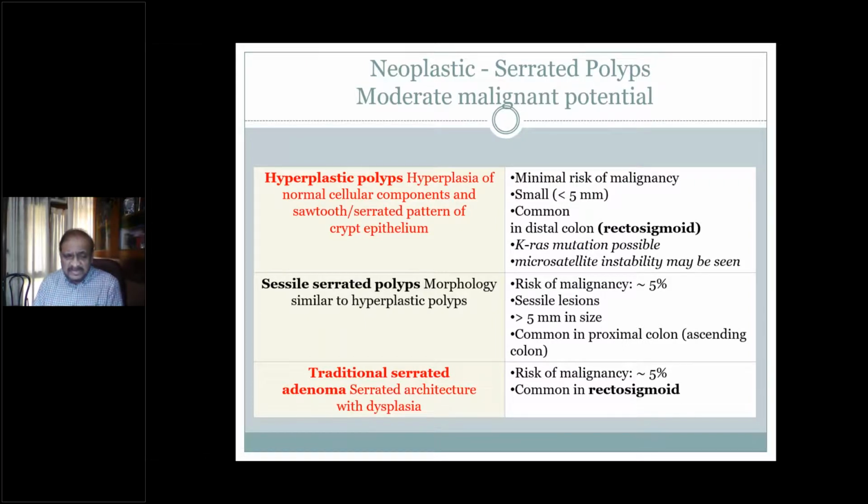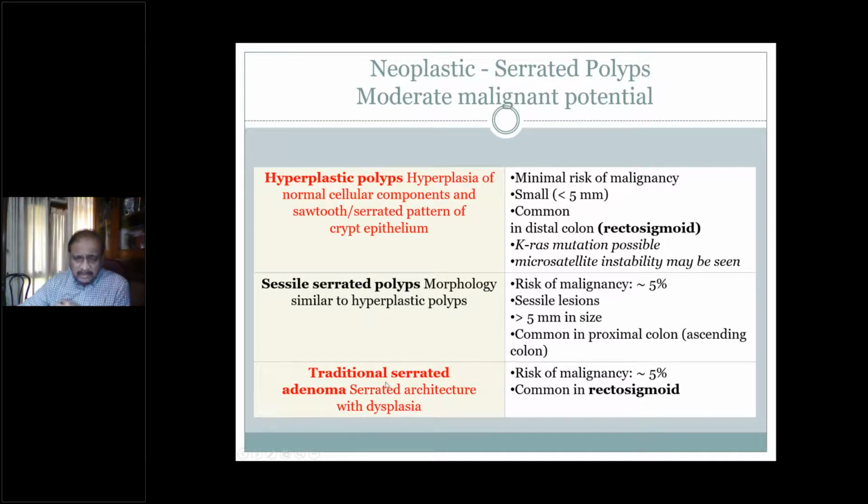The second is the sessile serrated polyp. Fortunately, it's not very common in the rectum. It's more common in the ascending colon. Similar to the hyperplastic polyp that you see on top. Risk of malignancy is around 5%, similar to this. Sessile lesions, more than 5 millimeters. So they're larger polyps as compared to hyperplastic polyps, and common in the proximal colon.